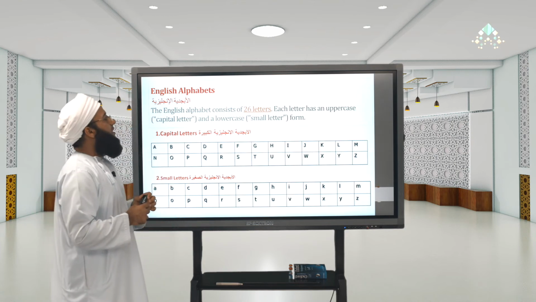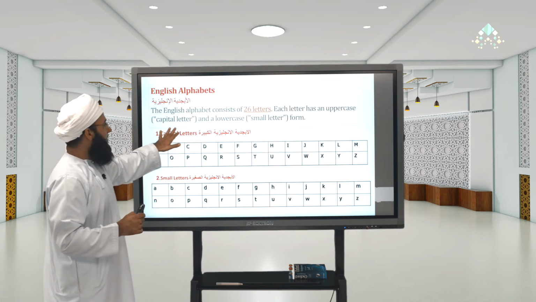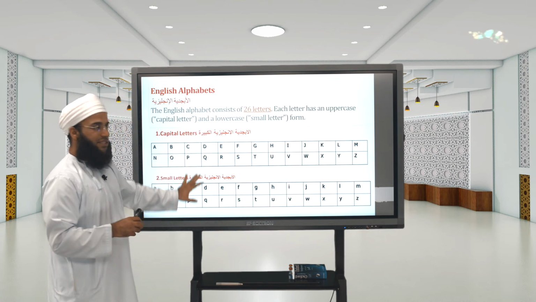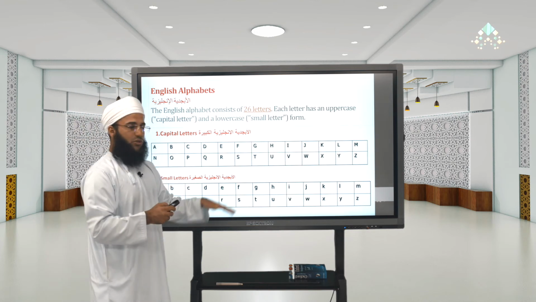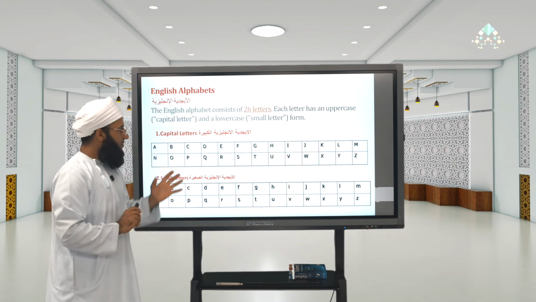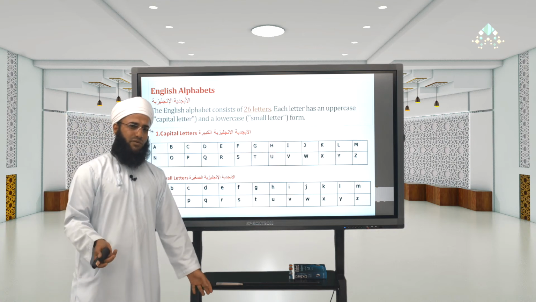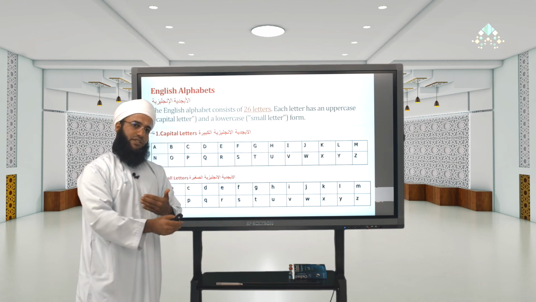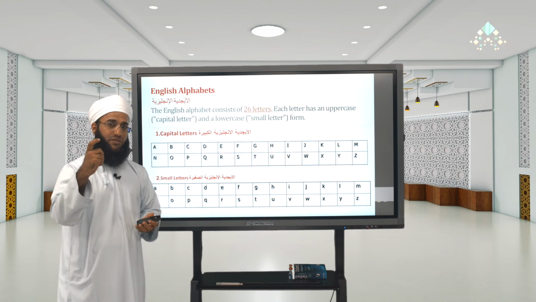Yes. And each letter has an uppercase, we call it a capital letter, and a lowercase, and we call it a small letter. So they are written in two different ways. Okay, capital letters and small letters. Why? I know this is simple, but we should say it so later on we can build a rule on it. Later on, some words, they take capitals.